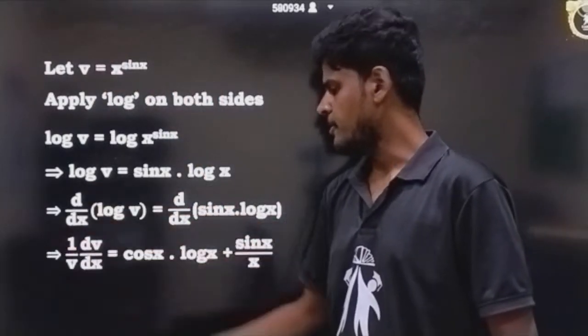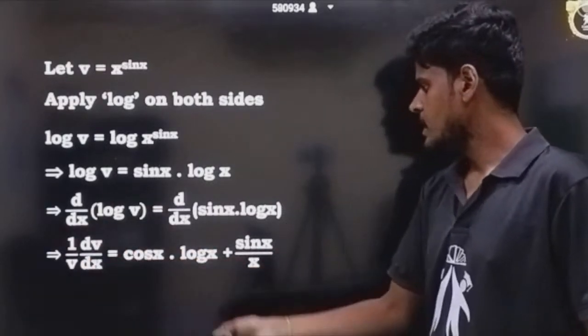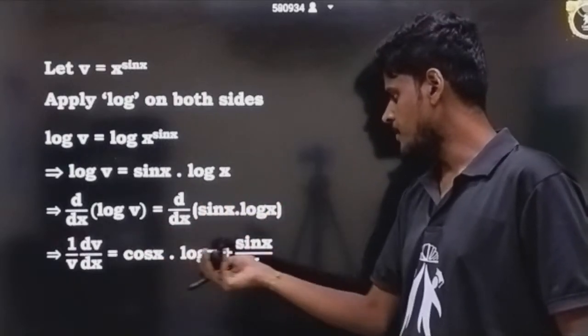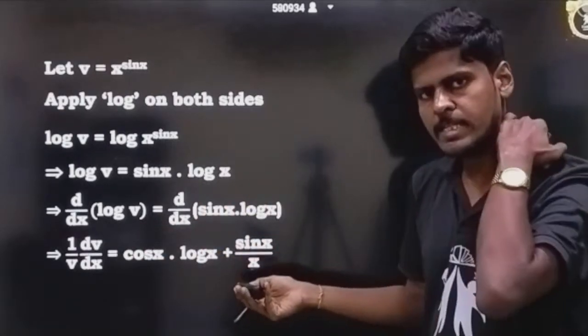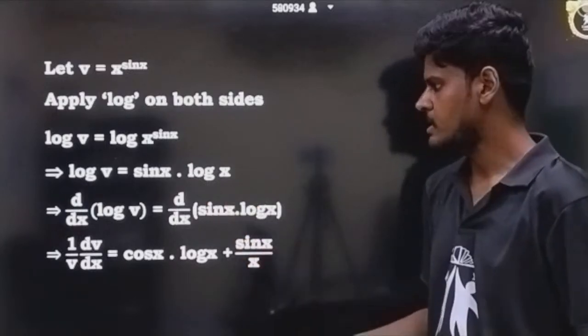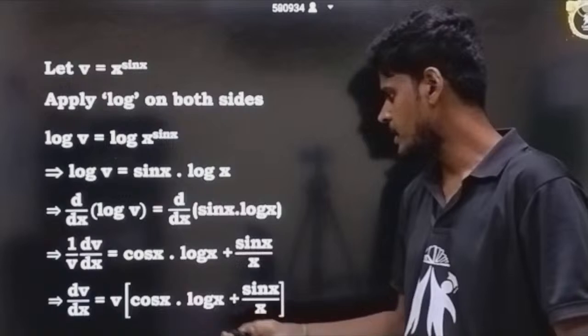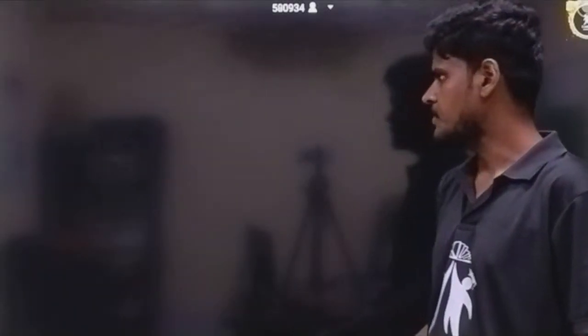Again, differentiating, we get 1 by v into dv by dx equal to the differentiation of sin x, which is cos x, into log x as it is, plus the differentiation of log x, that is 1 by x, into sin x as it is. So the final answer is dv by dx equal to v into this value. What is v? x power sin x. Substitute that in.